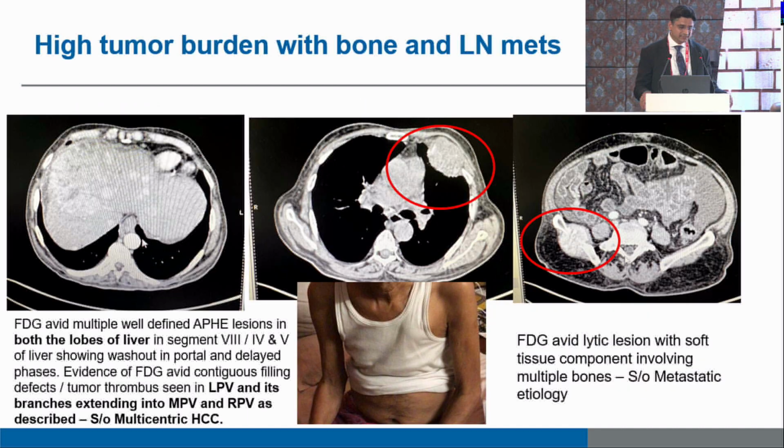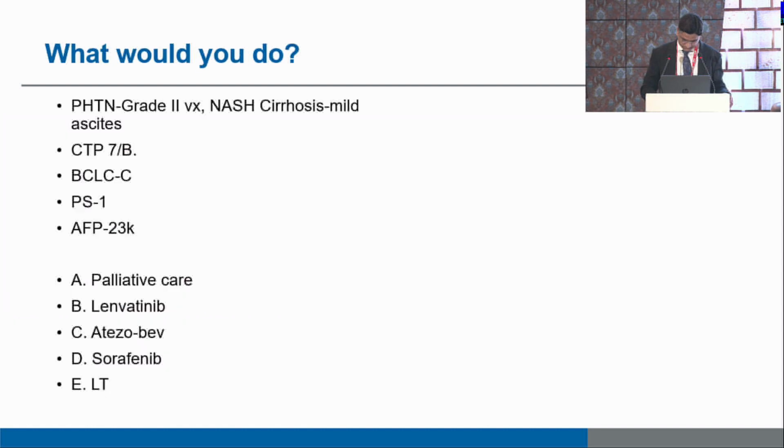We got a PET scan done. Huge tumor burden. Everywhere there is a tumor. There is portal vein thrombosis, RPV, LPV. There is a tumor in the bone as well. You can see the picture of that. We have taken the consent of the patient as well. There is a tumor in the ribs. There is a tumor in the pelvic bones.